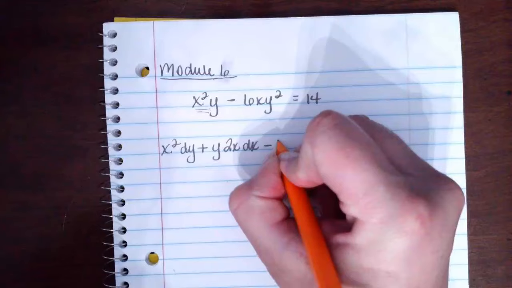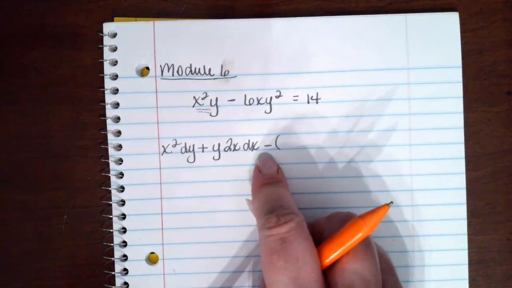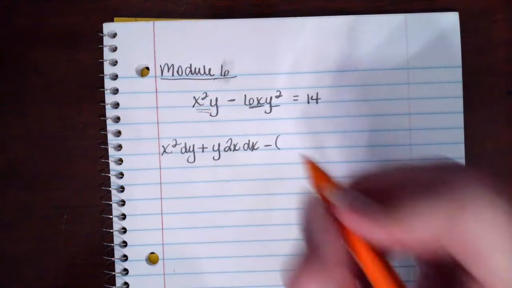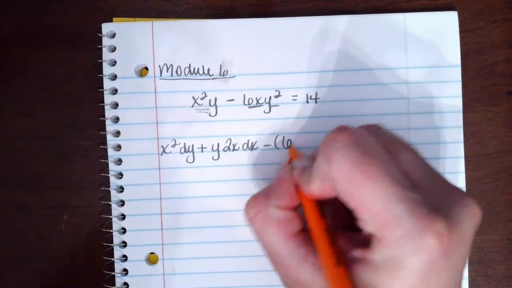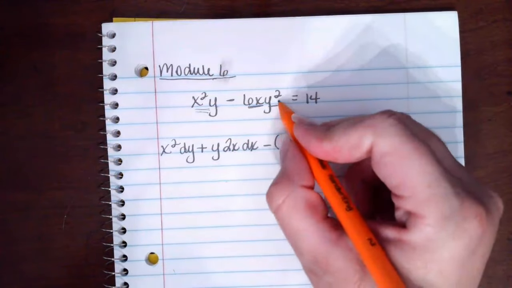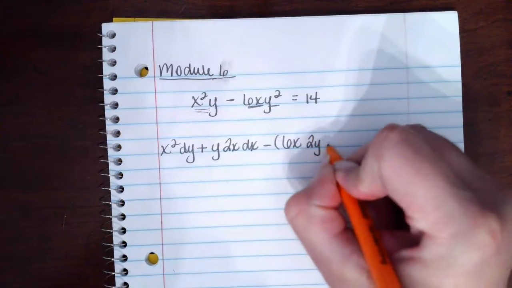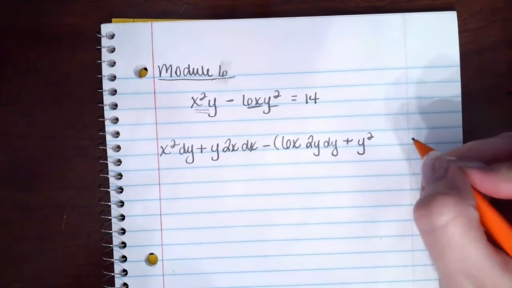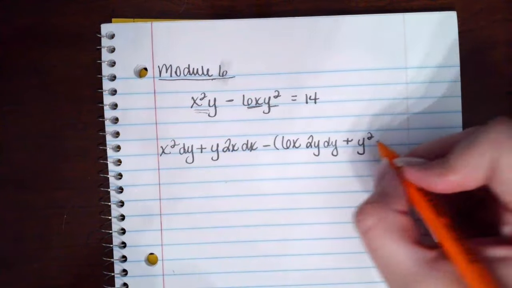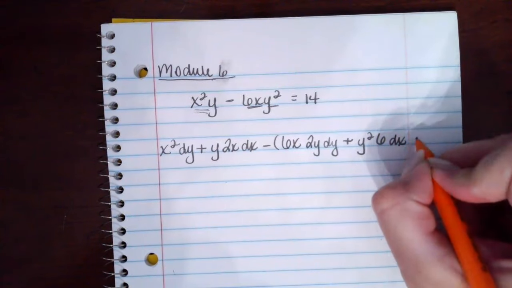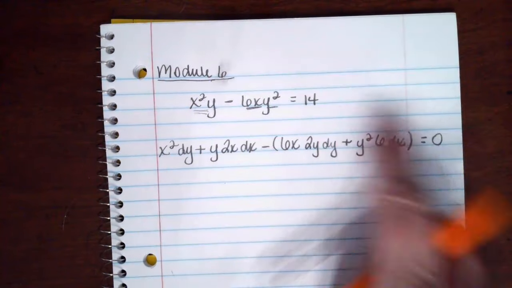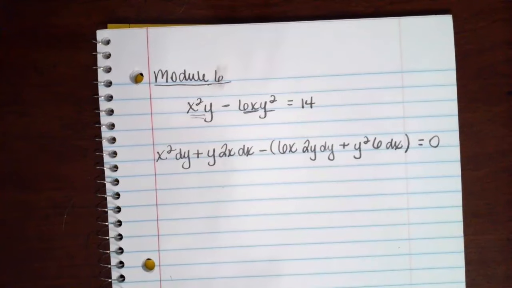And we're going to do the same thing on the next one. I'm going to leave the negative out front, and I'm going to group up the 6x and then a y squared. So I have first, which is 6x, times the derivative of the second, which is 2y dy, plus the second, which is y squared, times the derivative of the first, which is going to be 6 dx. And that's going to equal 0 because 14 goes to 0. Okay, so now the calculus part is done. All I've got to do is organize.